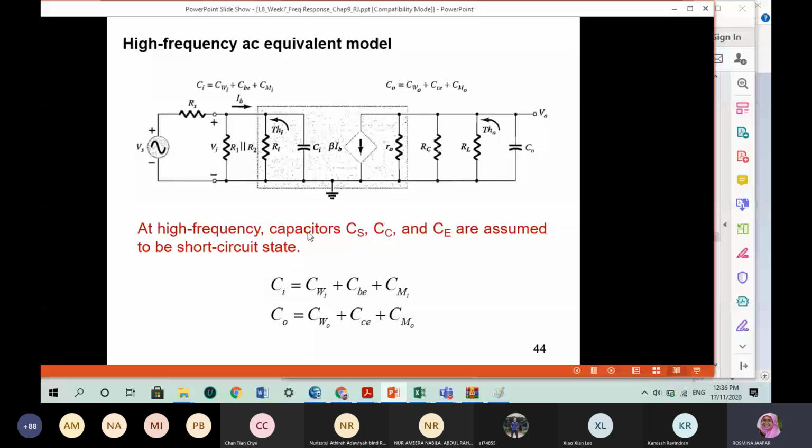At high frequencies, capacitors CS, CC, and CE are assumed to be short circuit, because at high frequency they are short circuit. So therefore, CI takes the effect of the wiring capacitance, CBE plus CMI. CO takes the effect of CWO plus CCE plus CMO. So the actual values of CS, CC and CE are not going to be taken into consideration because we are considering high frequency now.